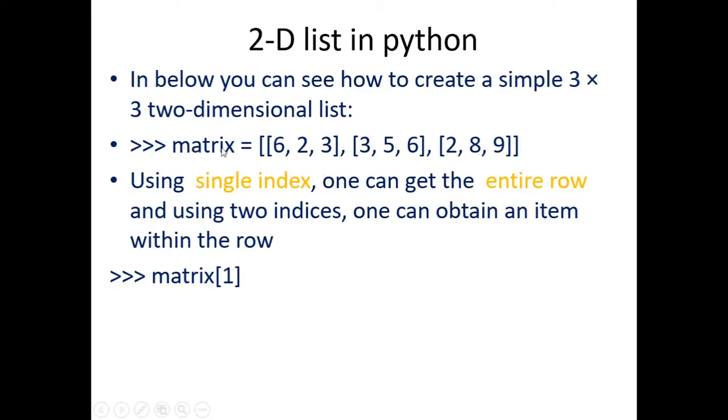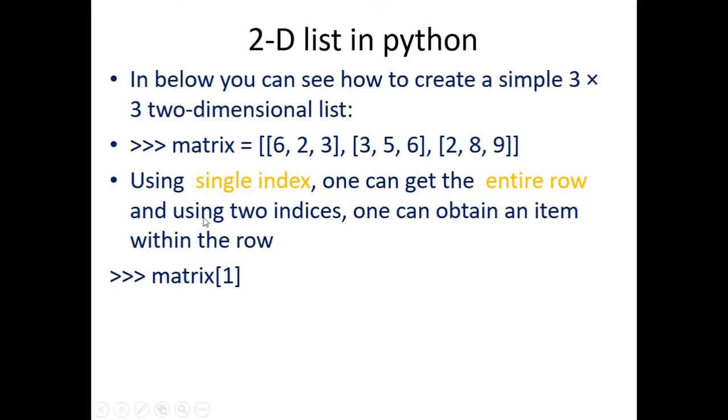So here is my list. I have named it as matrix. These are the elements, and this is the first row, this is the second row, this is the third row. So using a single index, in case of a 2D list, one can get the entire row. It is nothing but a 3x3 matrix. So using a single index, we can access the entire row from the list.